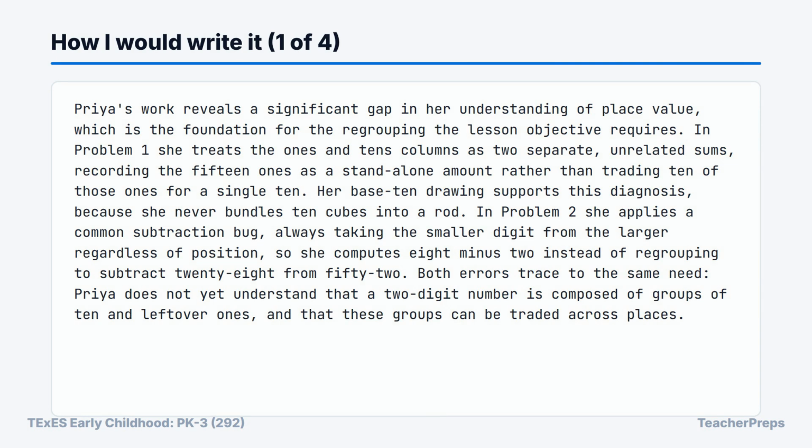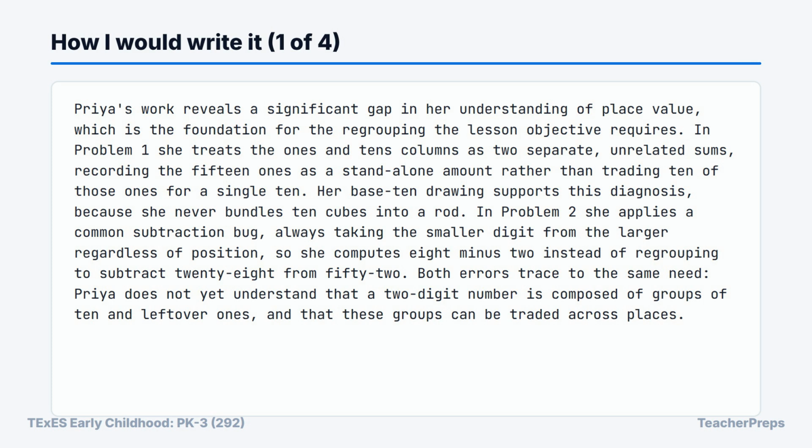PRIA's work reveals a significant gap in her understanding of place value, which is the foundation for the regrouping the lesson objective requires. In Problem 1, she treats the ones and tens columns as two separate, unrelated sums, recording the 15 ones as a standalone amount rather than trading 10 of those ones for a single 10. Her base 10 drawing supports this diagnosis because she never bundles 10 cubes into a rod.